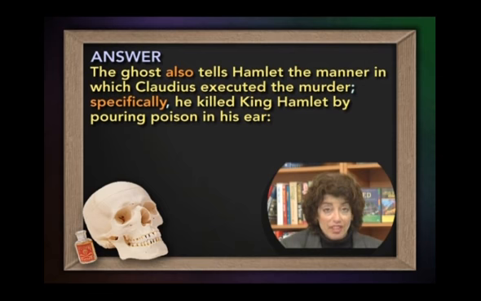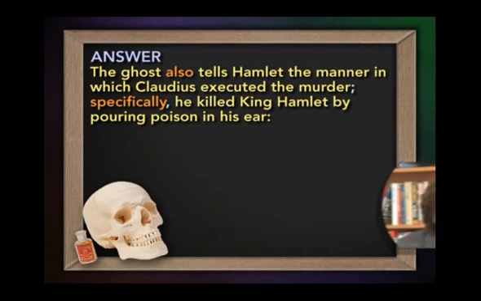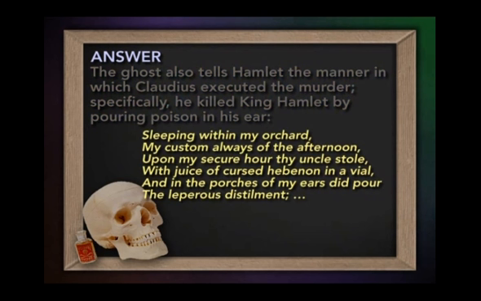We've discussed that earlier. That is a very good way to construct your sentences because they force you to have logic and coherence. Then we have the quote, "Sleeping within my orchard, my custom always of the afternoon, upon my secure hour thy uncle stole, with juice of cursed Hebanon in a vial, and in the porches of my ears did pour the leprous distilment." That example I've indicated with the term specifically. You might have used, for example, either one will work.